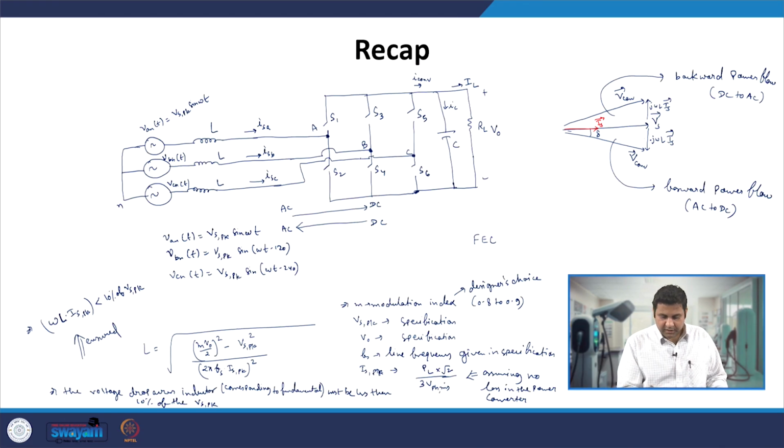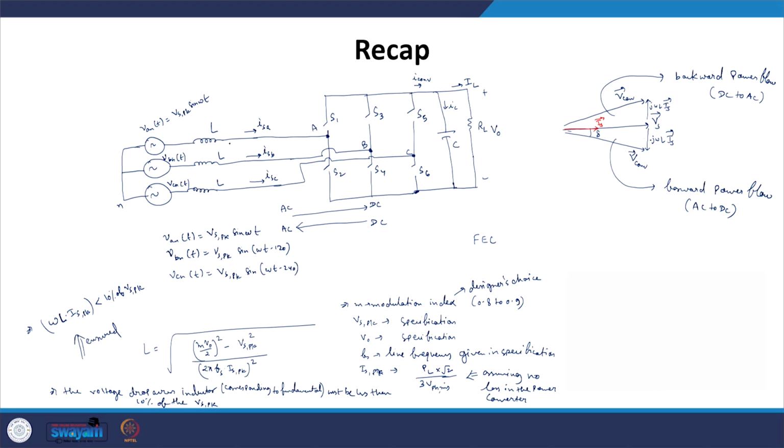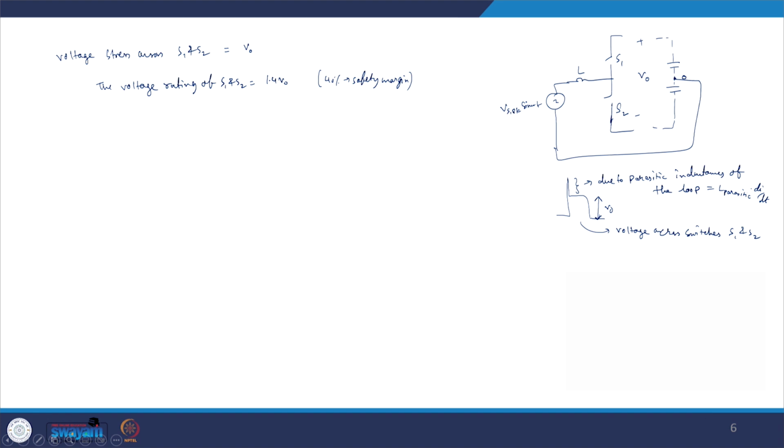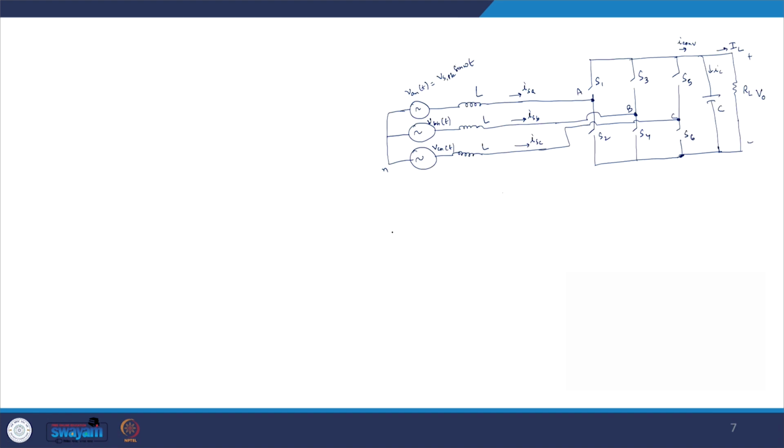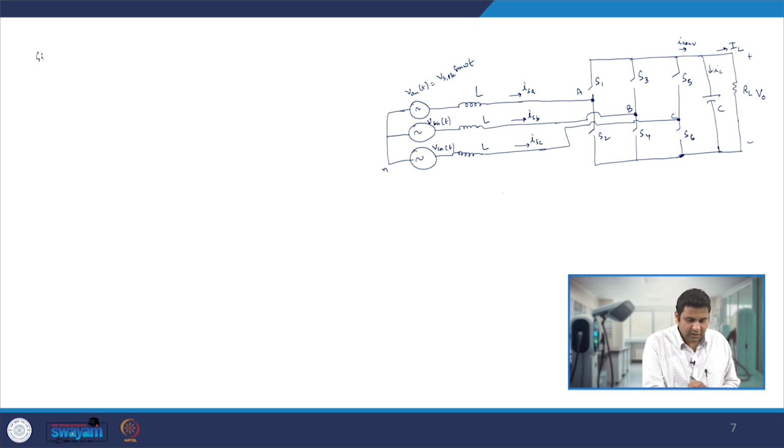Now let us look back at our converter. We have actually derived the L value, the inductance value, and the RMS current going through the inductance. We have already discussed that in the last class. We have understood the voltage and current ratings of the switches. Now the next component is the capacitance. After knowing our inductance value and switch ratings, let us also do the sizing of this capacitance.